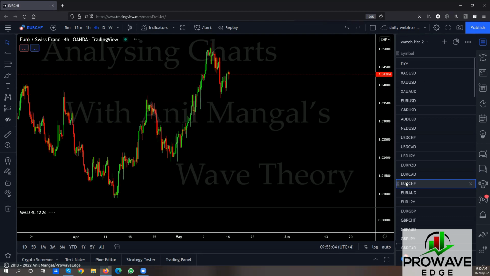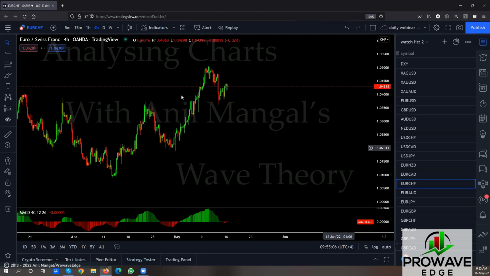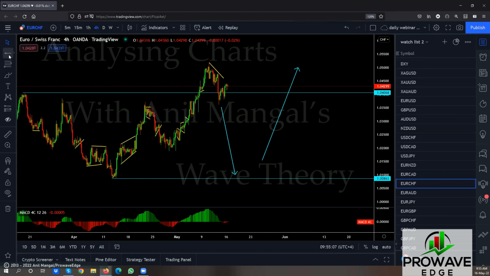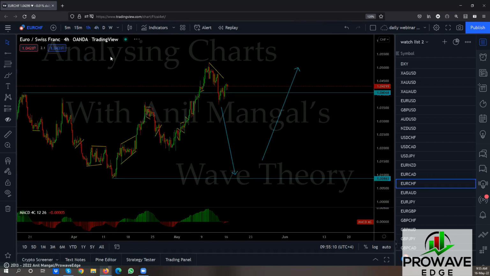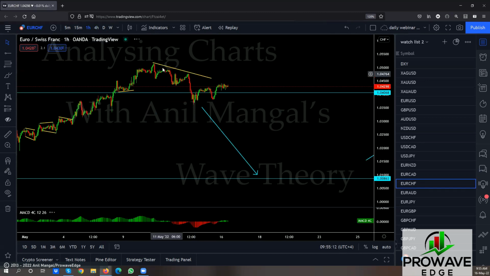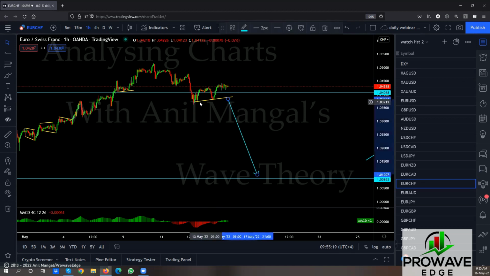Euro Swiss. You might get a sell setup here. It's a very short-term trade. Put it in the 1 hour, sorry. Yeah, you might get a sell setup here. This is a slow move down. So you can assume that this would make a sell, come back to about this level.